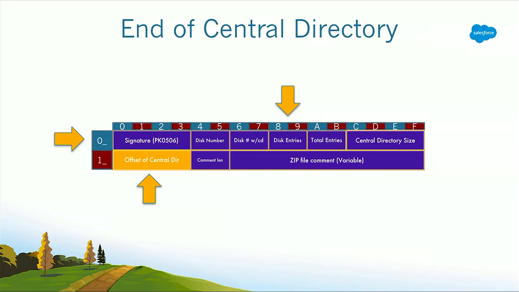The last header that we're going to look at is the end of the central directory. So this one is to close the file, and it basically tells you things about the zip archive, like the number of disk entries and also the offset to the central directory. Again, you have another signature.